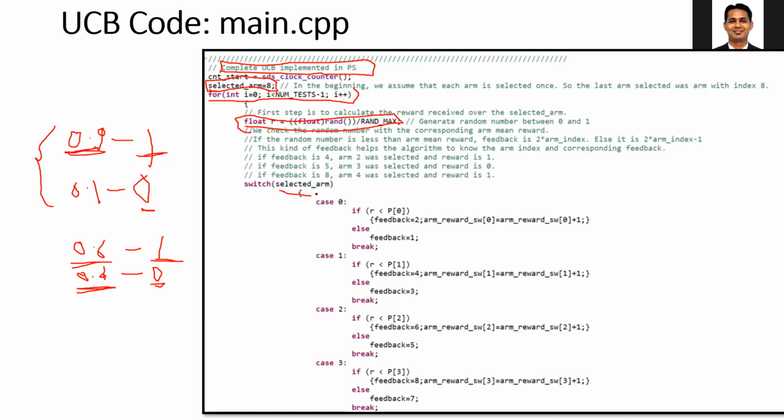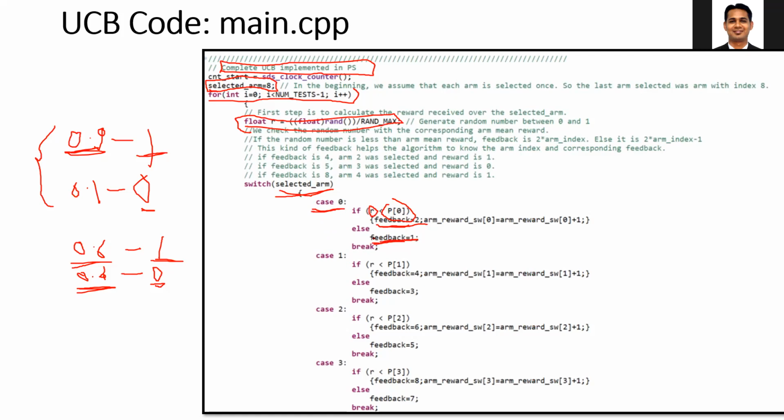So for the selected arm, suppose the selected arm is 0, we generate a random number, R, and compare it with the corresponding probability. Based upon that, we generate the feedback, and this feedback is sent to the algorithm. We have come up with our own structure. You can also come up with your own structure. When you select, say, the first arm, then if R is less than the corresponding probability, you generate feedback 2, else you generate feedback 1.